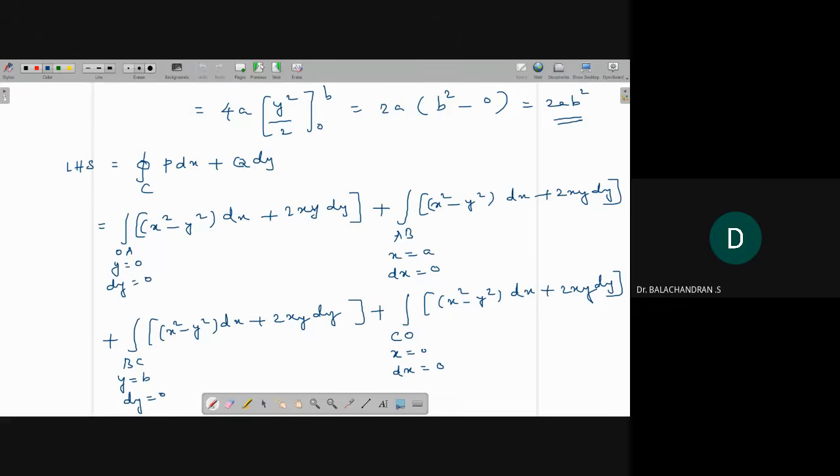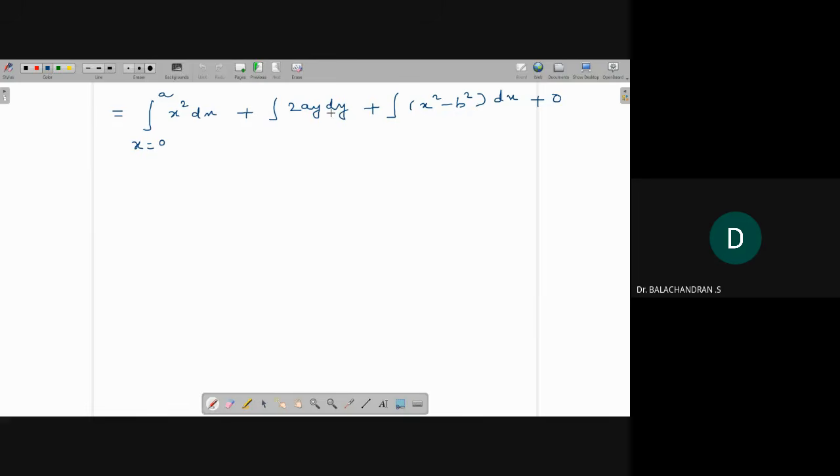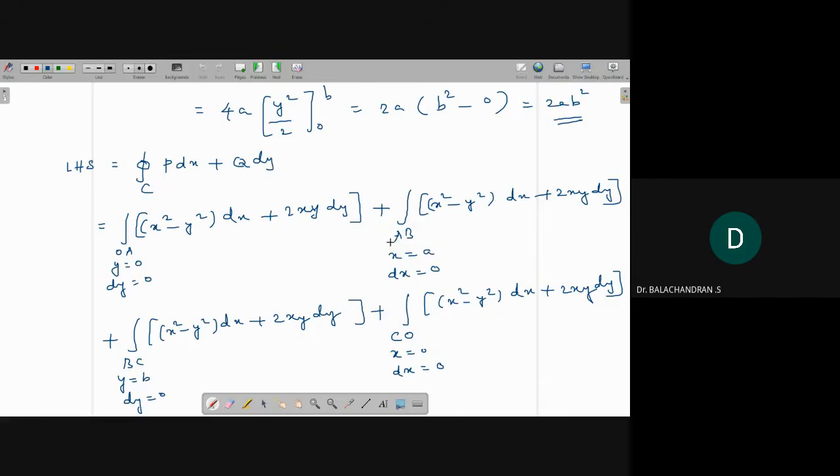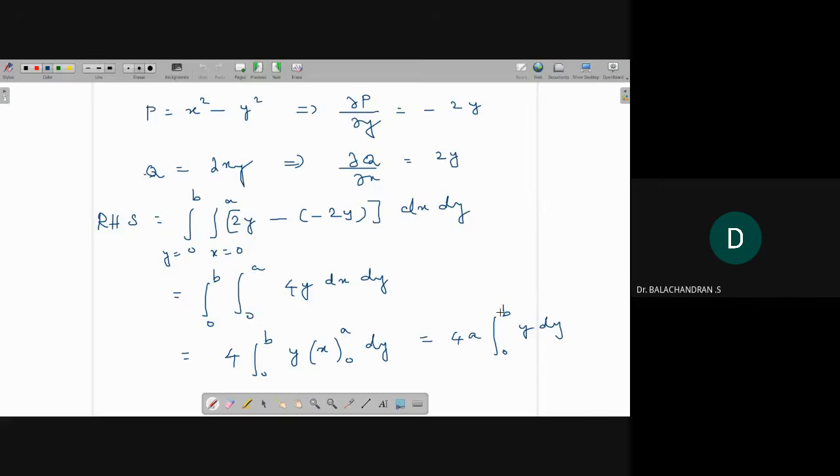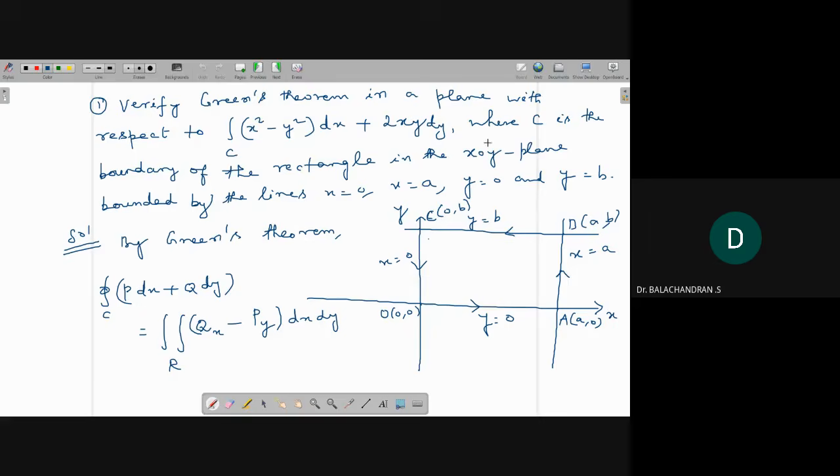Okay, so next, the second integral. dx is 0 means this part everything is 0, and x is equal to a. X is equal to a means 2a y into dy. And we are in AB, along AB. Here the integrand is y. Y varies from where to where, Yashashwini? 0 to b. Yeah, 0 to b is correct.